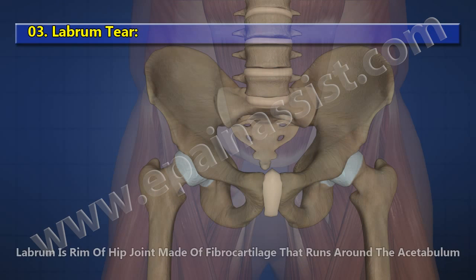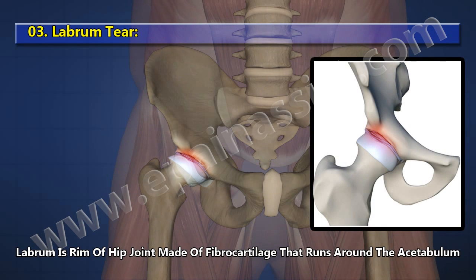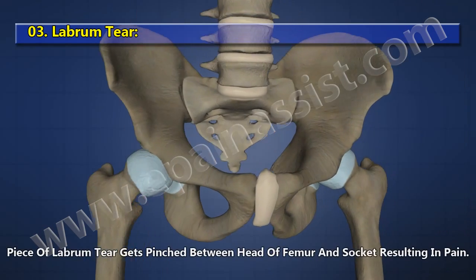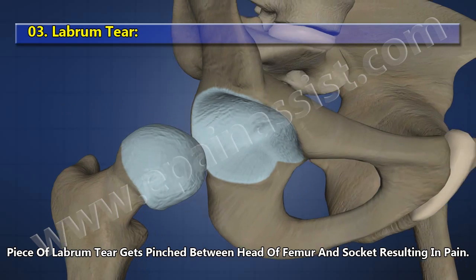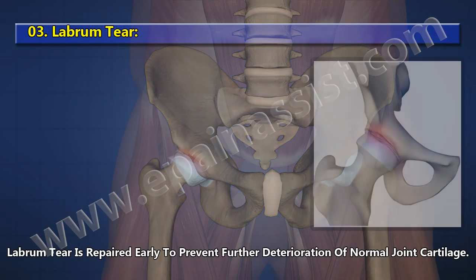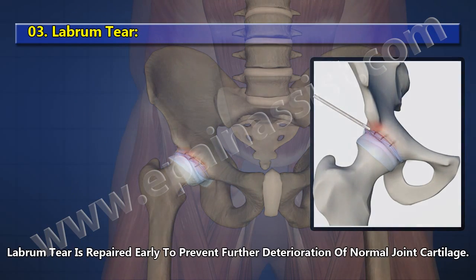Labrum tear. Labrum is rim of hip joint made of fibrocartilage that runs around the acetabulum. Piece of labrum tear gets pinched between head of femur and socket, resulting in pain. Labrum tear is repaired early to prevent further deterioration of normal joint cartilage.